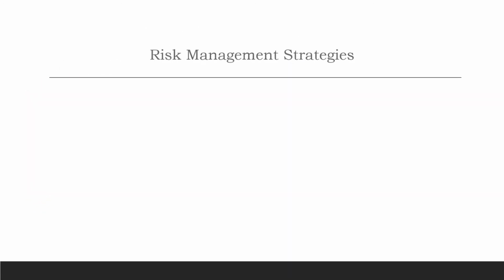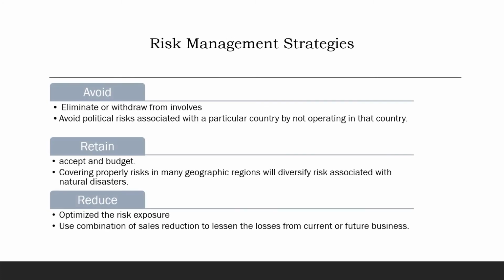Next is risk management strategies. The first strategy is called avoid. It means that we eliminate or withdraw from involvement with the risk. For example, avoiding political risks associated with a particular country by not operating in that country. Second strategy is retain. It means that we accept and budget for any risk that occurs. For example, operating properly in many geographic regions will diversify risk associated with natural disasters.